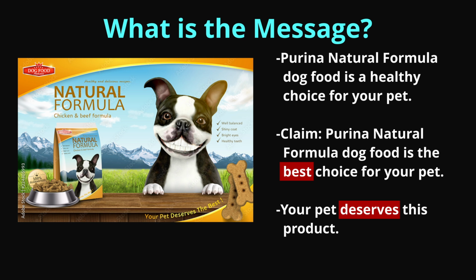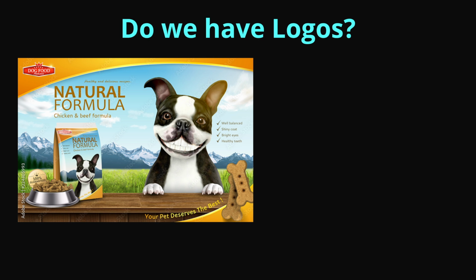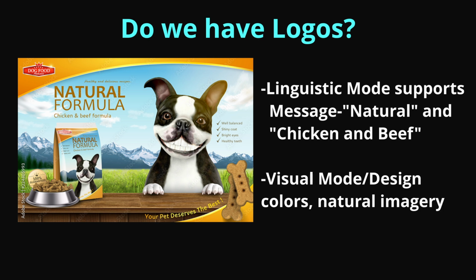Let's start with logos. The linguistic elements list and explain this product's merits. It is a natural formula, and we are to assume this means it is not a chemically produced knockoff of what dogs eat. It uses real chicken and real beef, and it causes a healthy-looking animal. Also, because it is well balanced, I am getting that it has the right amounts of protein, fats, vitamins, fiber, and all that kind of good stuff that pets need.